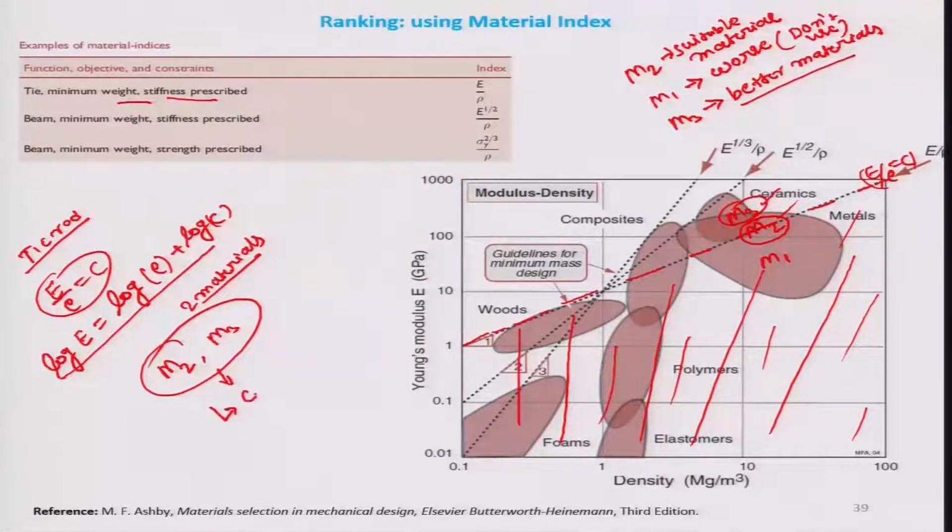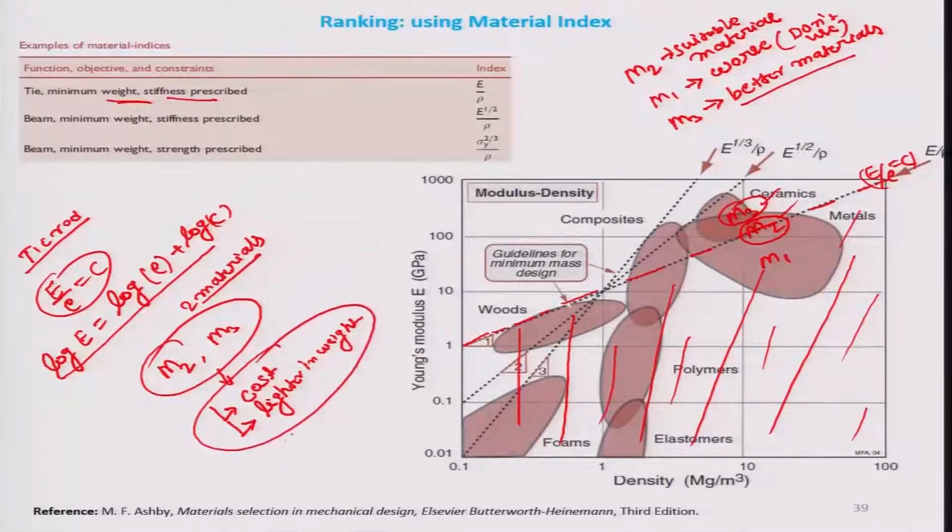Either you can check cost, or since your goal is to make it lighter in weight, accordingly we can choose the material. Okay. Either M2 or M3. This is the selection of material based on the material index.